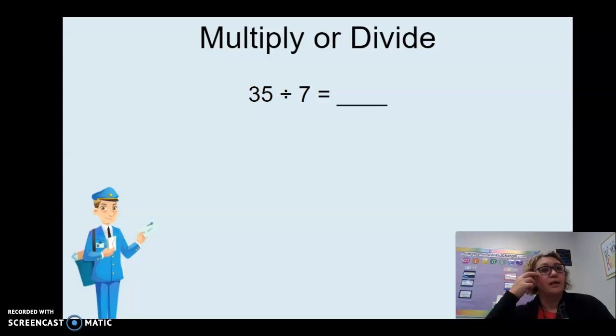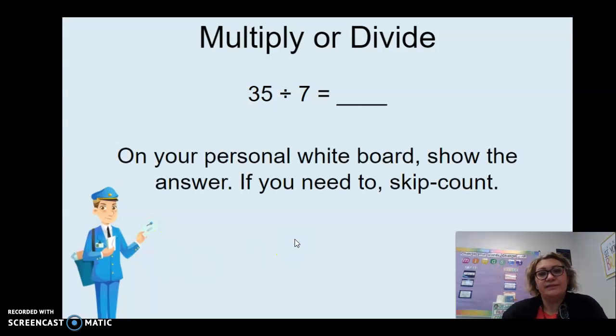Okay, we're moving on to sevens. What number times 7 equals 35? So we're going to count by sevens. Here we go. 0, 7, 14, 21, 28, 35. So what number times 7 equals 35? 5. 35 divided by 7 equals 5. Say that. 35 divided by 7 equals 5.